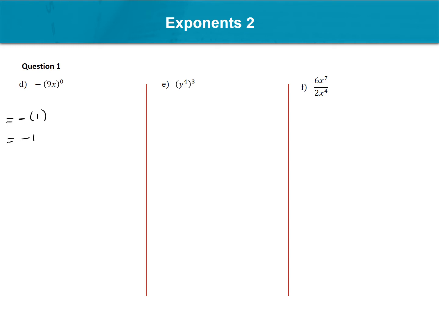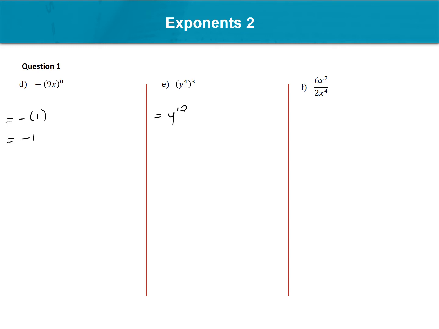Question E reads y to the power of 4 all raised to the power of 3. So when we're using brackets and we're raising something to a power, we use the quotient rule. We're going to have to multiply our exponents. So we are left with y to the power of 4 times 3, which is y to the power of 12.